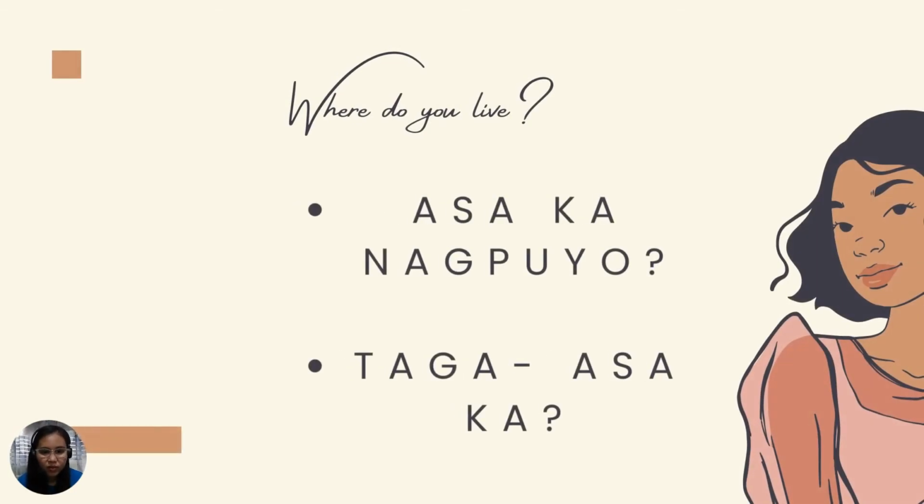So next is, where do you live? So in Cebuano, we say, asa ka nagpuyo? Again, if you want to ask someone where do you live, you can say, asa ka nagpuyo? Or naturally we say, asa ka nagpuyo? Or taga asa ka? Okay? So there are two ways you can ask someone where they are from or where do you live. So first is asa ka nagpuyo, and the second one is taga asa ka.